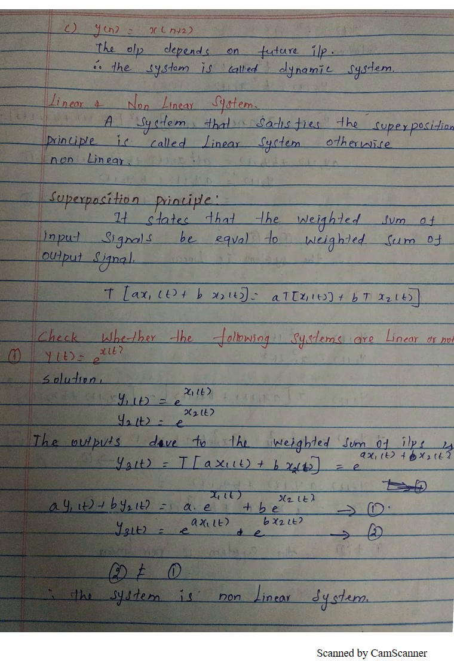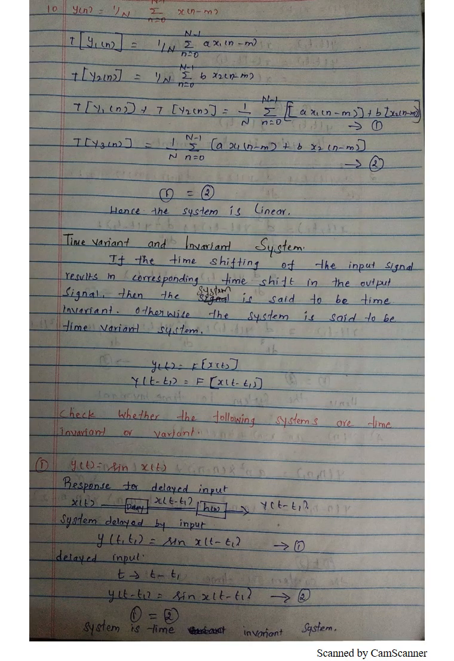So next we'll go to find out y3 of t. This is not the output; this value is e power a x1 of t into e power b x2 of t. So if you find this output, equation number 2 and equation number 1 are not equal. So this system is a non-linear system. Any doubt? Next.